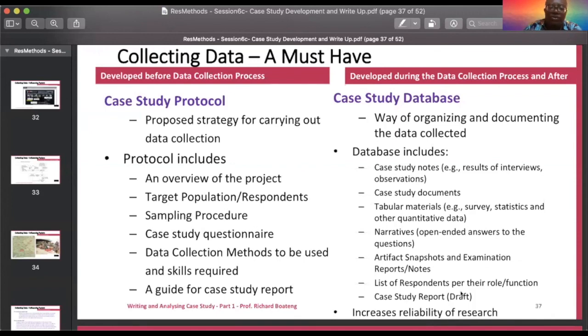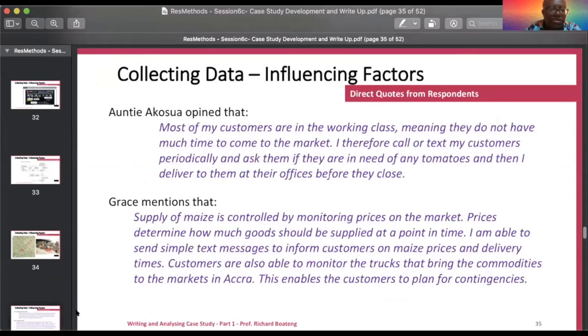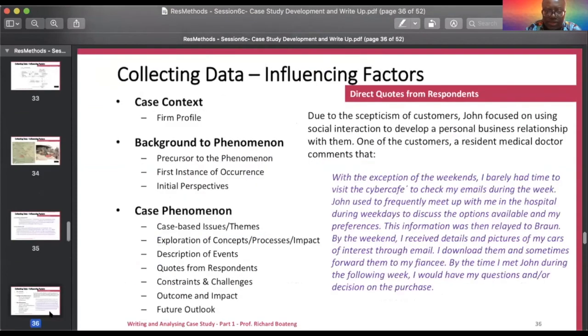Okay, so that gives you the case study database. Good. That gives you a case study database.